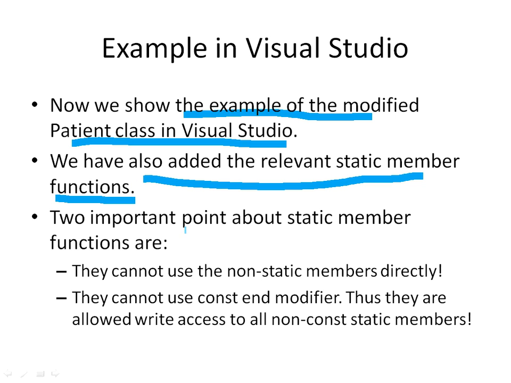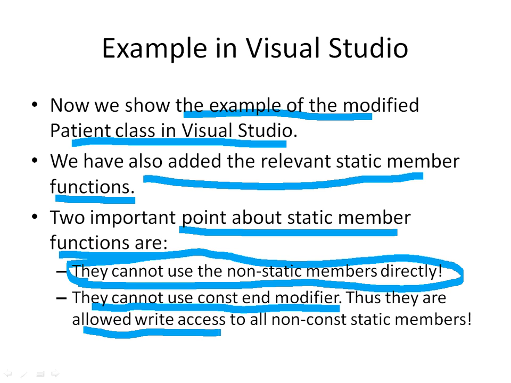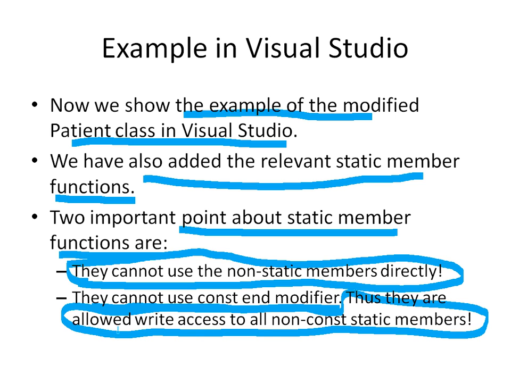There are two important points about static member functions. These are that they cannot use the non-static members directly. For example, if I had a patient name in the class, static member functions cannot use the patient name directly. And they cannot use the const modifier at the end. Therefore, they are allowed write access to all non-const static members. We cannot deny them the write access to non-const static members.